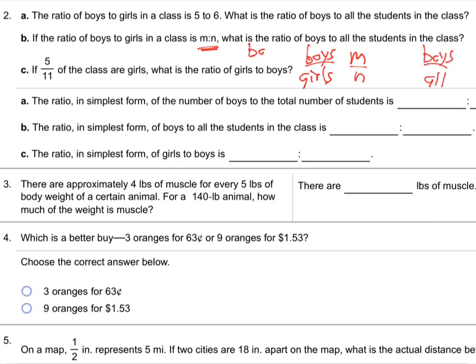M to m plus n. Yeah, same kind of thing. You just put the boys over the total, right? Because all is adding them up. That makes sense. When they say all, you just add them up.